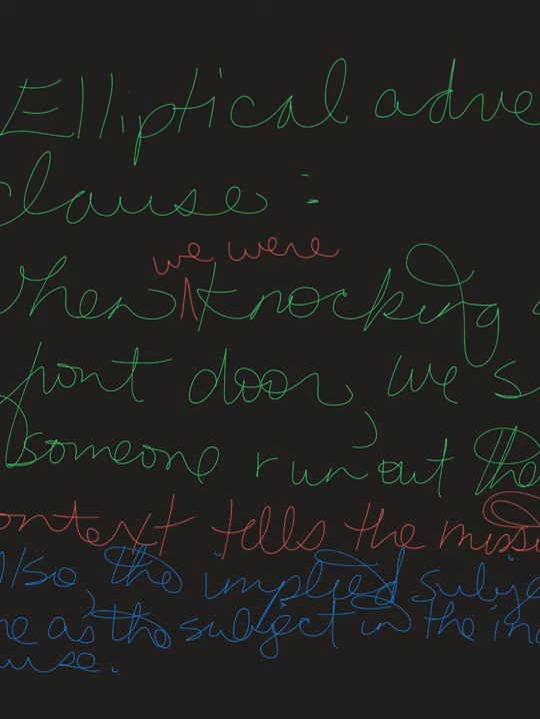Also, if you have an elliptical adverb clause, the implied subject that's left out will be the same as the subject that is stated in the independent clause, okay? When we were knocking on the front door, we saw someone run out the back.